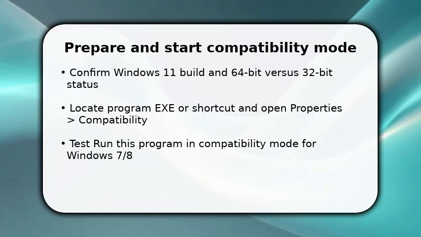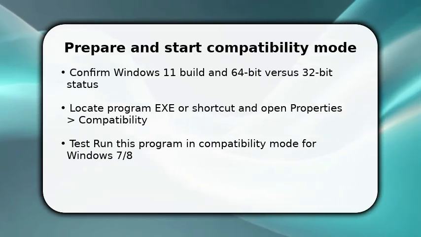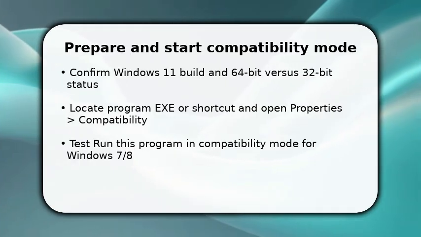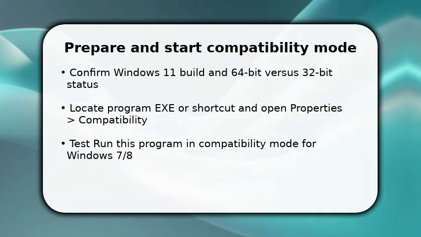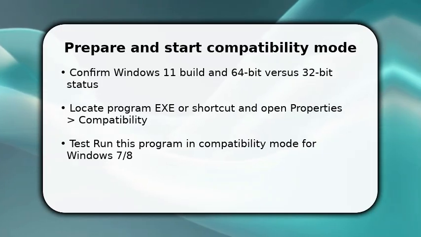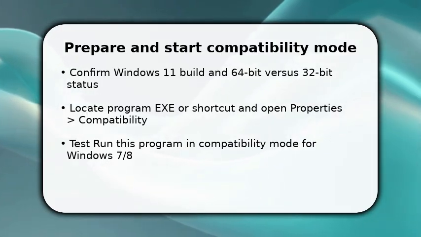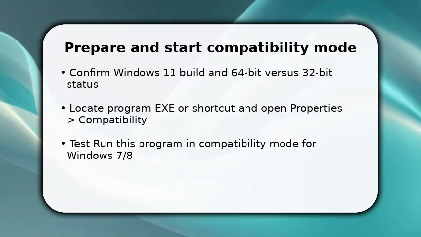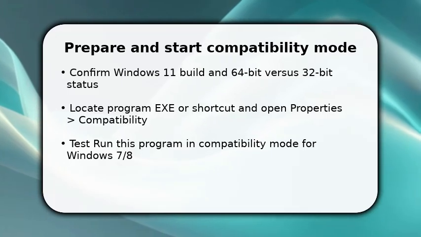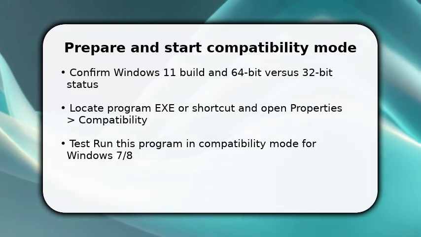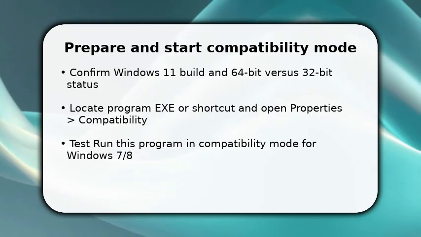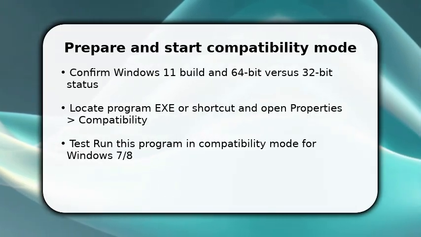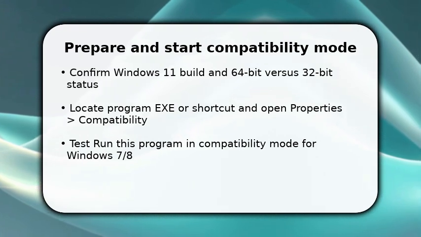You begin by confirming system details so you know why the app fails. Check Windows 11 build and whether you run 64-bit or 32-bit because that determines compatibility. Once done, locate the program exe or shortcut, right-click, Open Properties, and choose the Compatibility tab. Select Run this program in compatibility mode and pick Windows 7 or 8. This forces legacy behaviors the app expects. Doing this first often solves missing API or installer issues.